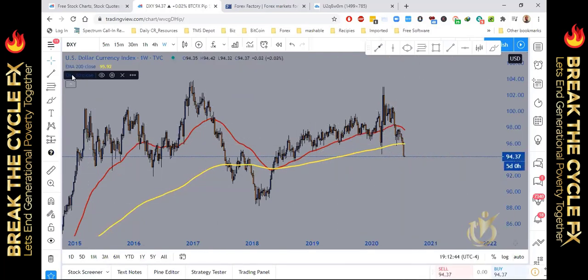By the way, I'm using EMA 50 closed exponential, and then EMA 200 closed, okay? Both are obviously exponential. So here we are on the dollar index. Now we're at the weekly.